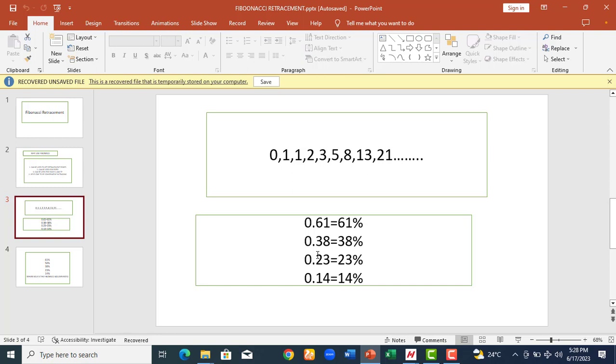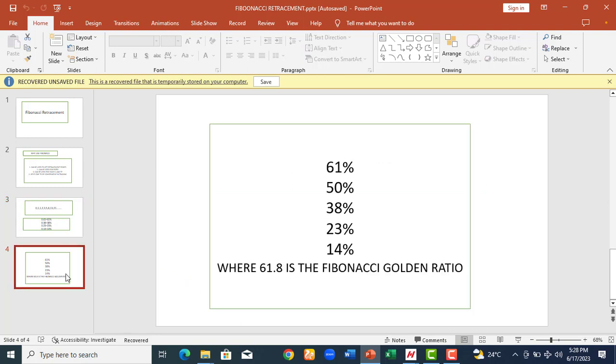By the time we get to the chart, I'm going to show us how to spot these levels. Some person will be like, oh, how is it possible with all these numbers? It's very, very possible and easy. So at the end of the day, these are the numbers we got: 61%, 50%, 38%, 23%, 14%, where 61.8 is the Fibonacci golden ratio.